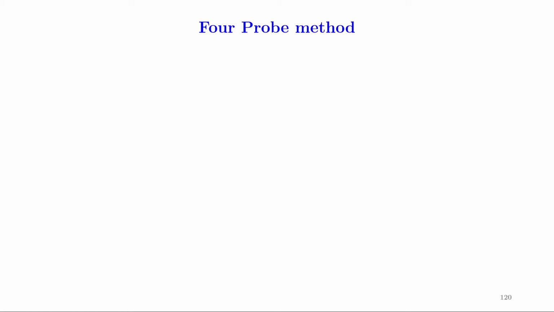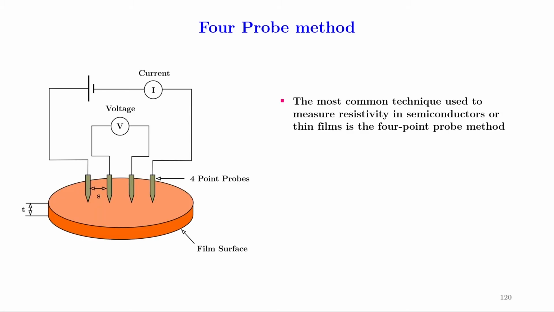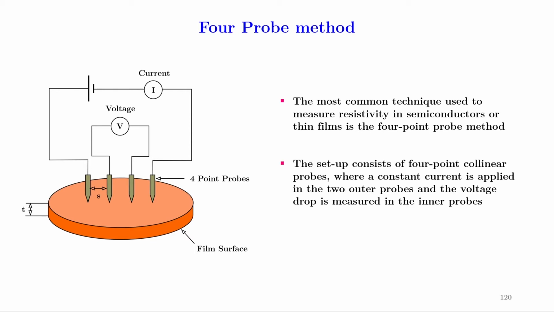The second technique is the 4-probe method. It is the most common technique that is used to measure the resistivity in semiconductors or thin films. The setup consists of 4-point collinear probes where a constant current is applied in the outer probes and the voltage drop is measured in the inner probes.